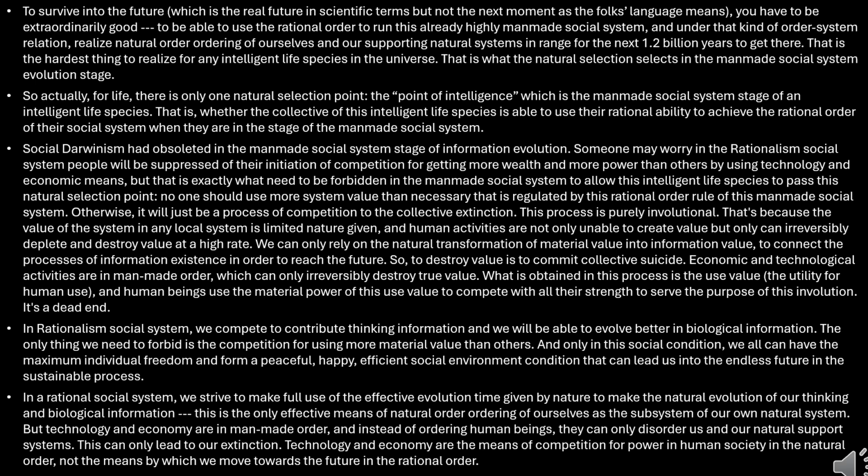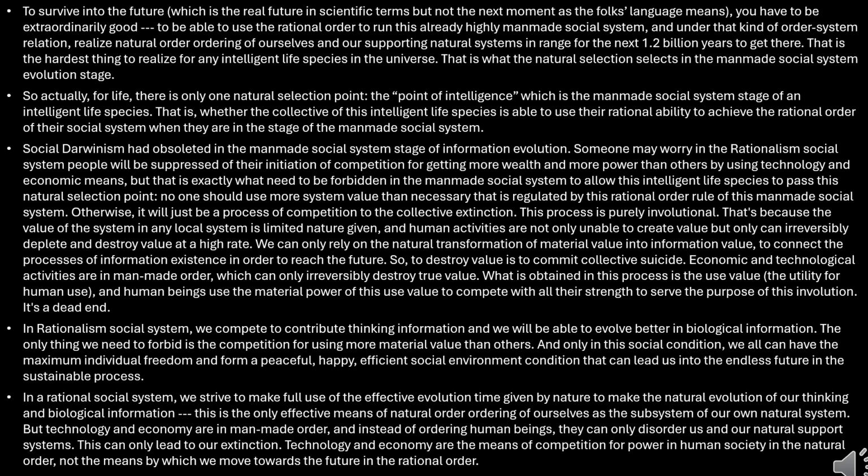That is the hardest thing to realize for any intelligent life species in the universe. That is what natural selection selects in the man-made social system evolution stage. So actually, for life, there is only one natural selection point, the point of intelligence, which is the man-made social system stage of an intelligent life species. That is, whether the collective of this intelligent life species is able to use their rational ability to achieve the rational order of their social system when they are in the stage of the man-made social system.